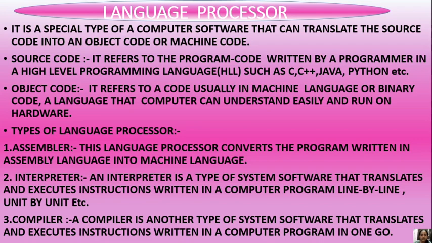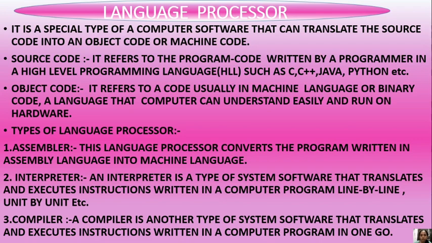Now the question arises: what is source code and what is object code? Source code refers to the program code written by a programmer in a high level programming language such as C, C++, Java, Python, etc. Whatever code we are writing using these languages is called source code.